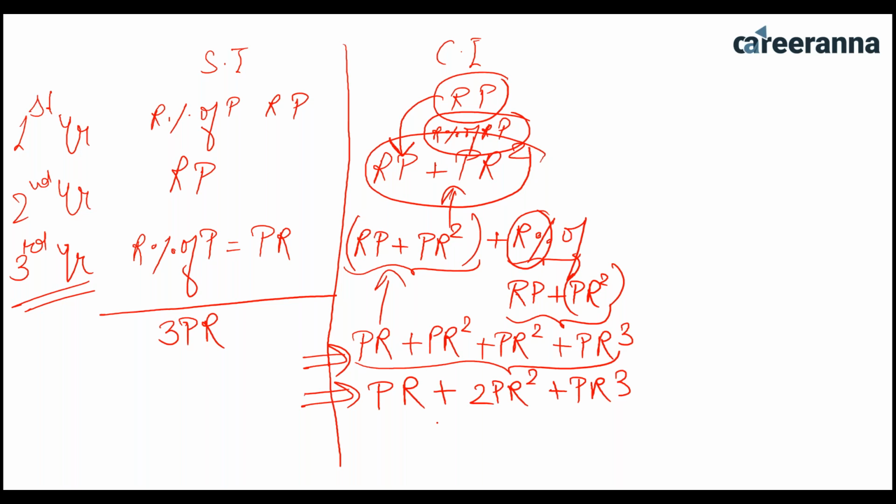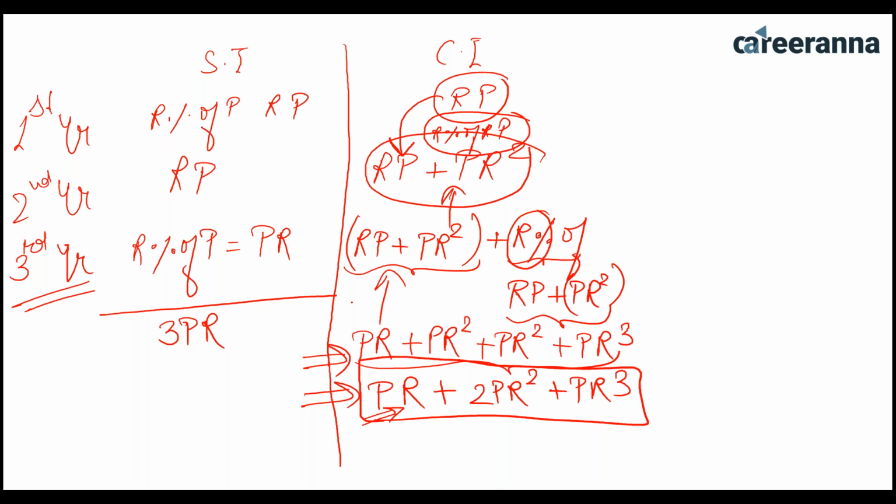Now just remember this thing. This is my only third year interest. This is not my cumulative interest. Whatever the value that I'm having here, this is my only third year interest. PR plus 2PR square plus PR cube.